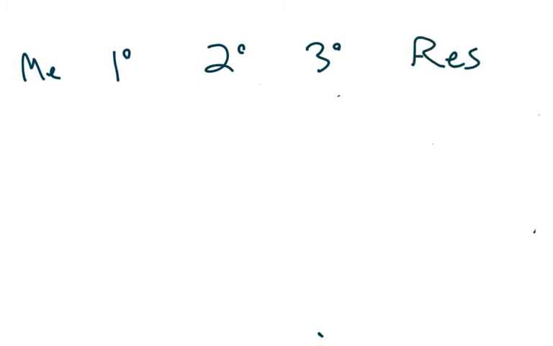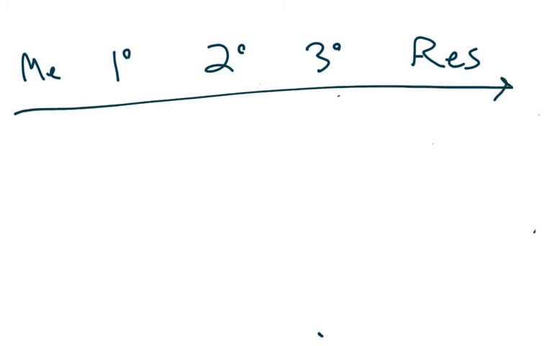And we talked a little bit about how primary, secondary, and tertiary affect SN1 and SN2. And I'm going to draw that out again really quick because there's something that I forgot to say. So we have methyl, right? We have primary, secondary, tertiary, and resonance sometimes. Well, in SN1, things get better this way. And in SN2, things get better that way.